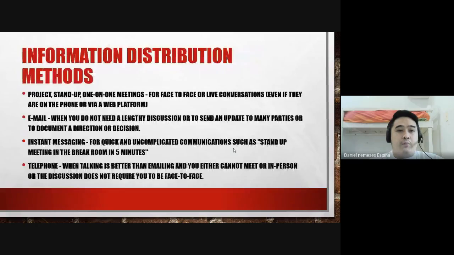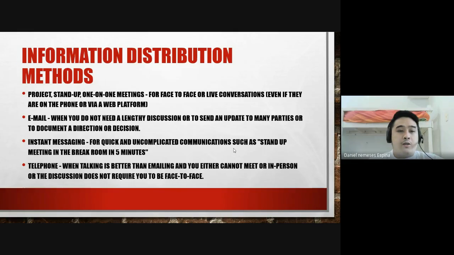Information distribution methods. So we have the project, stand-up, and one-on-one meetings. For project communication, stand-up or one-on-one meetings, you can have face-to-face or live conversations. Even if they're on the phone, okay, it can be through phone or via a web platform. So email. When do we use email? We use email if we do not need a lengthy discussion. If it is a lengthy discussion, email alone is not enough; you need a live conversation. If the discussion is not lengthy and you just want to send an update to many parties, you can have email as your means of communication.